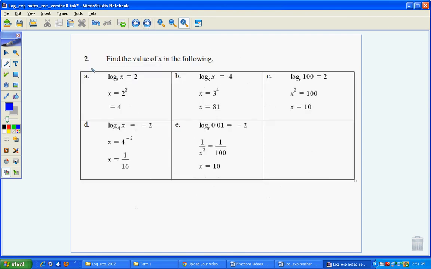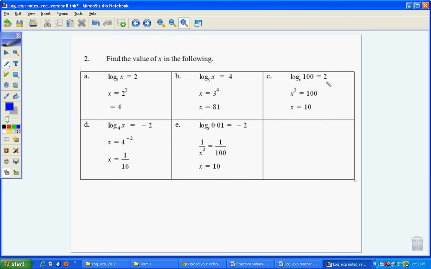With question 2 here, again, we're using the definition of a logarithm. So, for example, if we've got log of x in base 2 equals 2, x can be written as 2 to the power of 2, and that's just by our definition. So x would be equal to 4. Log of x base 3 equals 4, x would be equal to 3 to the power of 4. And all those questions are doing the same thing.